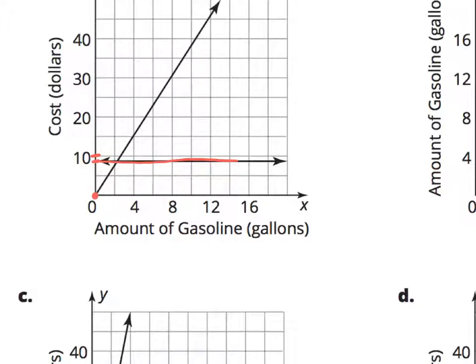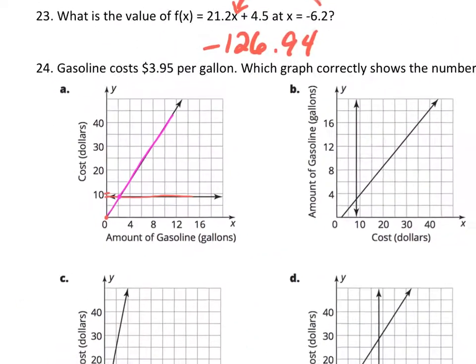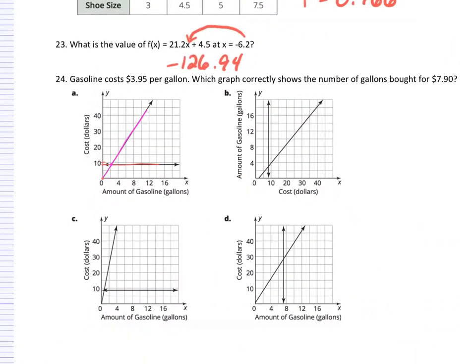So the line in red is your cost, and the line in purple is your gallons, and right here where they intersect is how many gallons you could get for $7.90. So the correct answer is A.